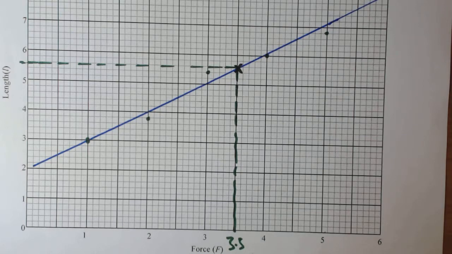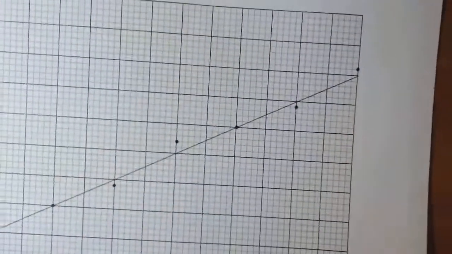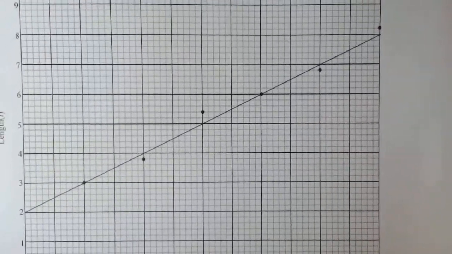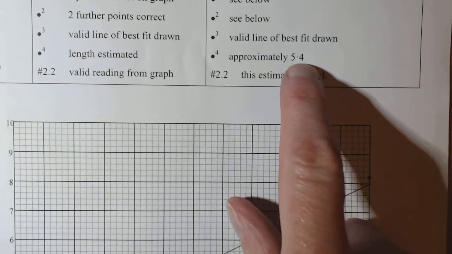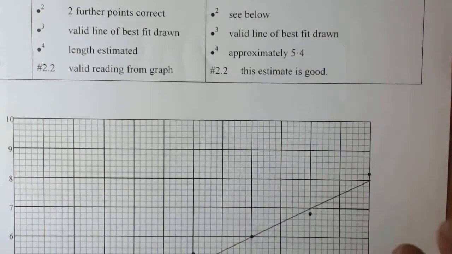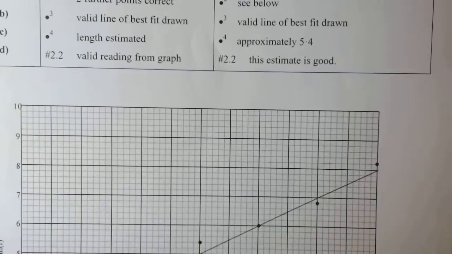What I can do though is show you, just to prove lines of best fit aren't always the same. This is the actual official answer, so it's quite similar, right? Using their line of best fit, we got approximately 5.4, and mine was 5.6. It's still not too bad an estimate. So that's how you do a scatter graph.